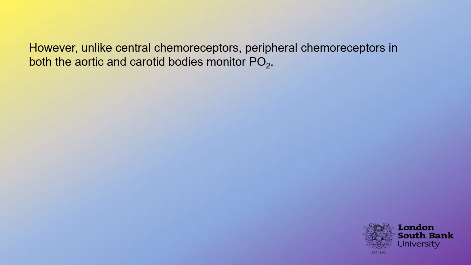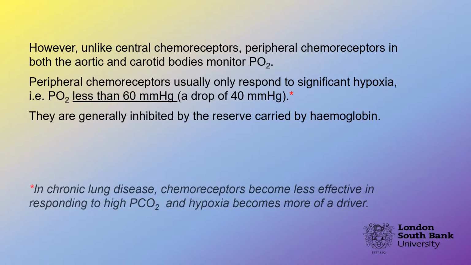However, unlike the central chemoreceptors, these peripheral chemoreceptors in both the aortic and the carotid bodies monitor PO2, oxygen levels, within the blood. They usually only respond to a significant hypoxia. So as I said before, we're talking about a PO2 of less than about 60 millimeters of mercury. So a drop of 40 from our usual arterial 100 millimeters of mercury. And this is generally inhibited by the reserve carried by hemoglobin.